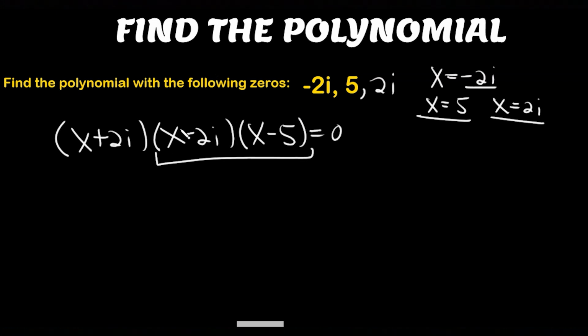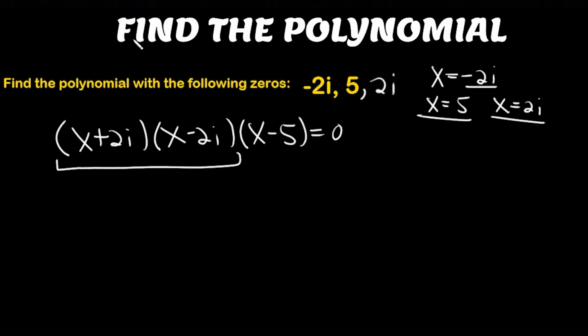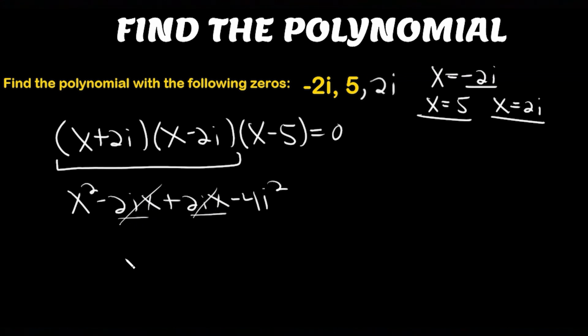So what I'm going to do here, I'm going to multiply these two binomials first because they both contain an imaginary part. Okay, so multiplying this out, we're going to get x squared. And again, we are doing FOIL, so we'll get negative 2ix, and then plus 2ix. And then we'll get negative 4i squared, okay? Now we're going to go ahead and clean this up. These two terms right here will cancel out. We're done there. So we're left with x squared.